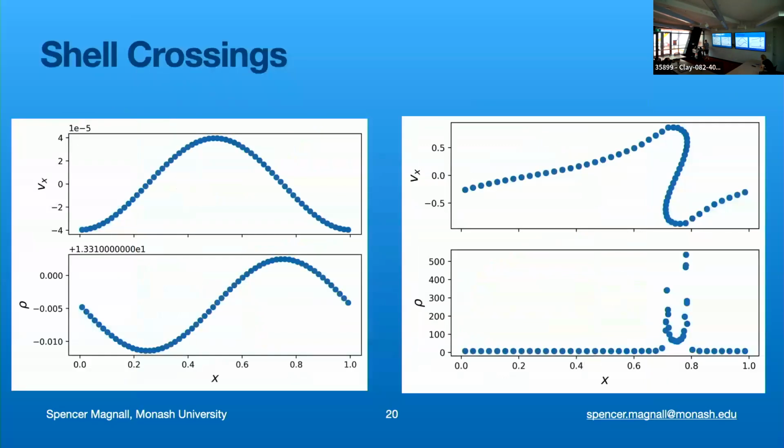So the more important result is shell crossings. As I mentioned before, generally when you try and do this, you get to a point where your velocity becomes double valued, your density shoots to infinity, and your code crashes. I have the initial conditions here on the left, and on the right I have a snapshot from Phantom evolved to well past shell crossings. What I want you to get from this is that this means we can do proper structure formation in numerical relativity.